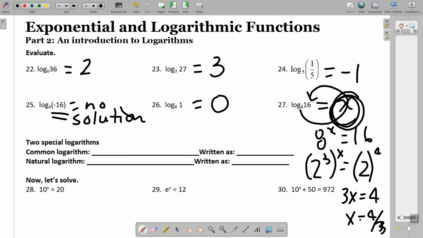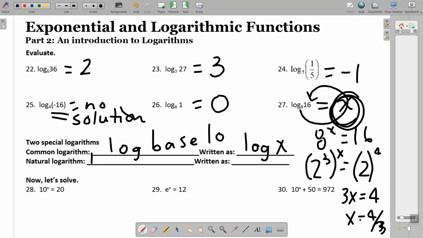All right, before we move on to the next section, we're going to talk about two special logarithms. A common logarithm is a logarithm with a base of 10. Because it's the most common, and because our entire number system is a base 10 number system, we can actually leave out the base 10. If you see a log without a base written, it's understood to be a base of 10.